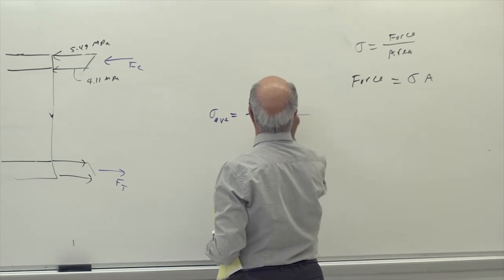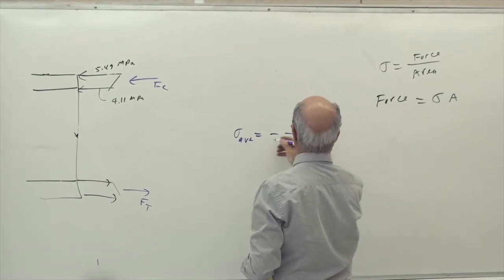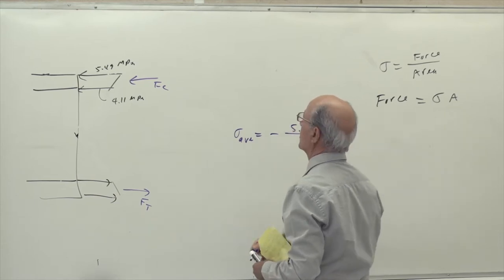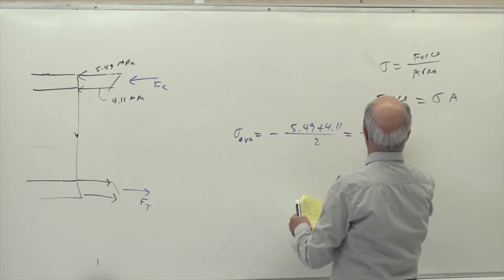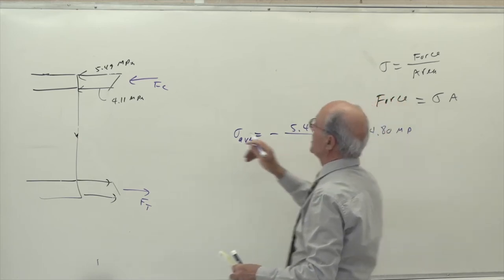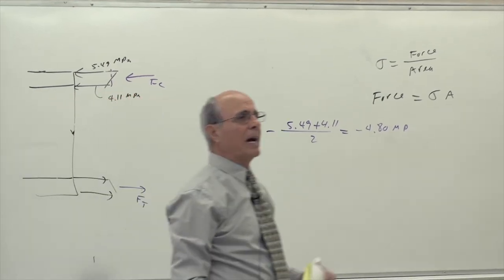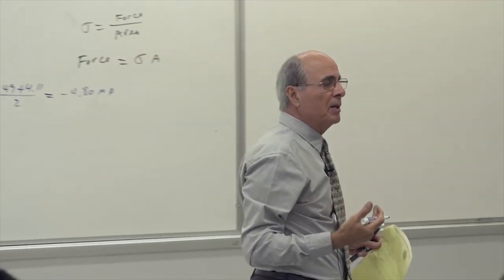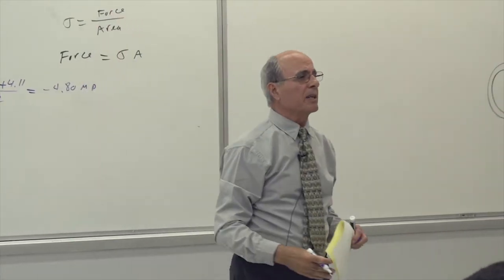You average it: 5.49 plus 4.11 divided by 2, minus, because we are calculating for the top, and it becomes minus 4.8 megapascal. Instead of these two, I'm reducing it to that. Everybody understand? Now it is a constant sigma. Constant sigma multiplied by area becomes the force. Is that correct or not?